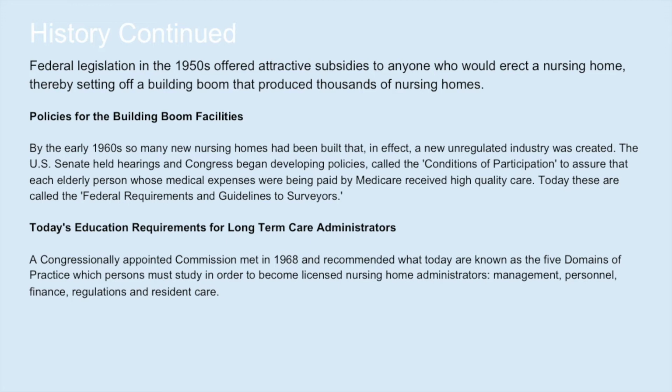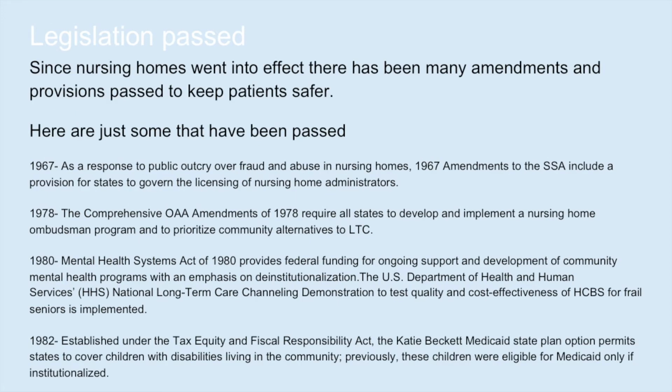So in our presentation, we've included a couple of laws that have been passed to help keep patients safer. In 1967, there were amendments made to the Social Security Act, which required nursing home administrators to be licensed to be more qualified to administer at nursing homes. Then in 1978, there were amendments made to the Older Americans Act, which required all states to develop an ombudsman program. So what I didn't know is that an ombudsman is basically an official appointed to investigate any maladministration claims.